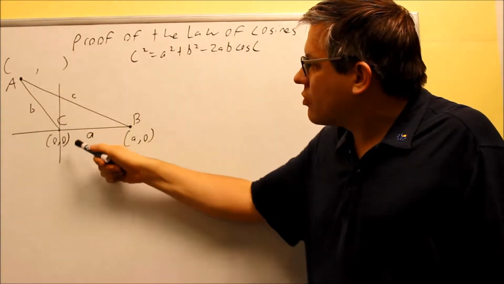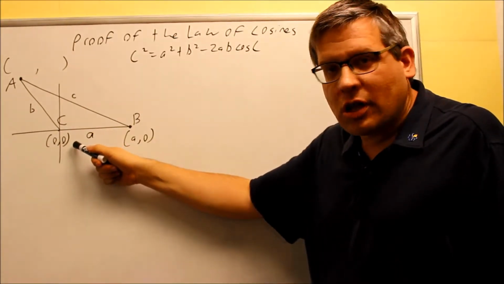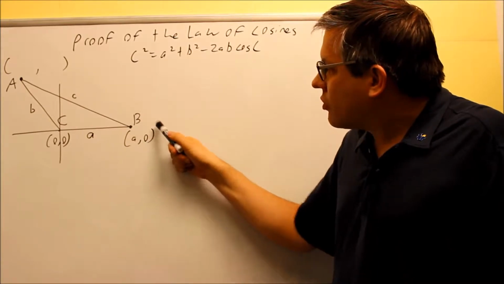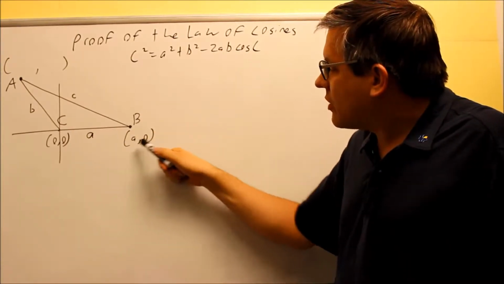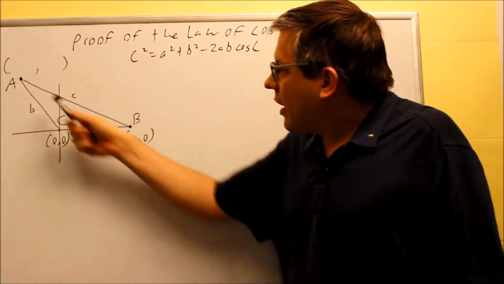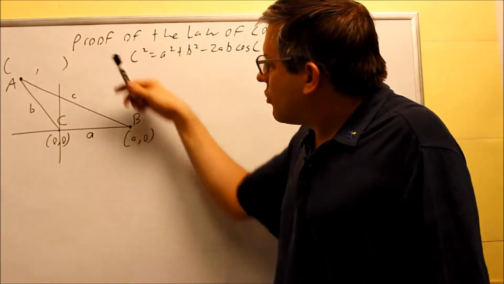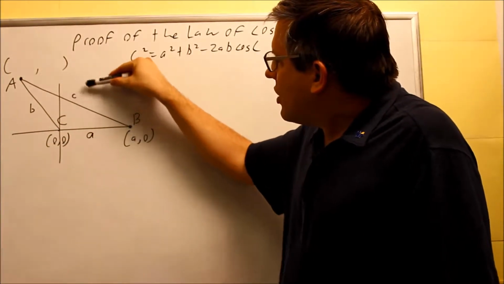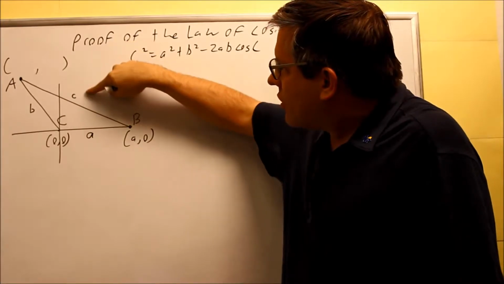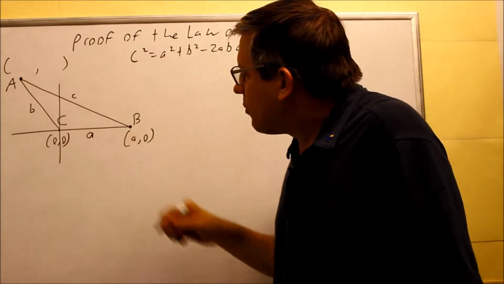Now, I'm starting with a drawing here, and I purposely am starting with a drawing where one of the vertices of the triangle happens to be at the origin at (0, 0). I'm going to put another vertex on the x-axis, so I'm going to call that (a, 0). And I have these labeled this way.